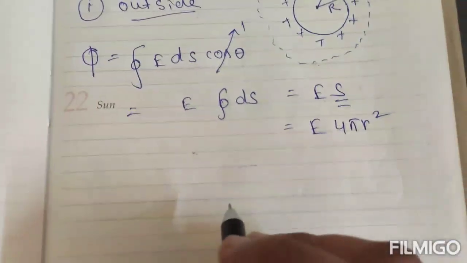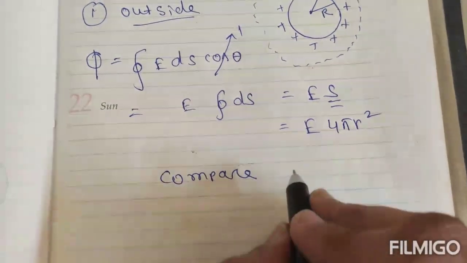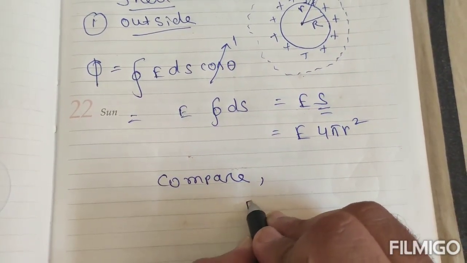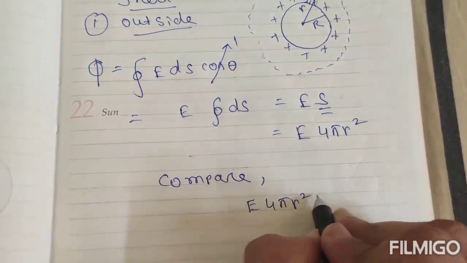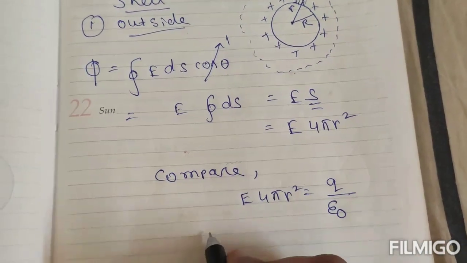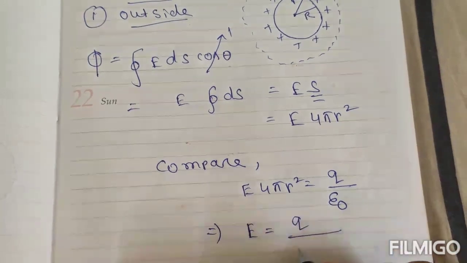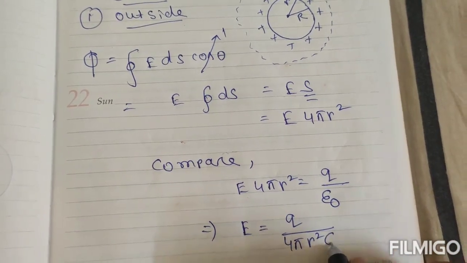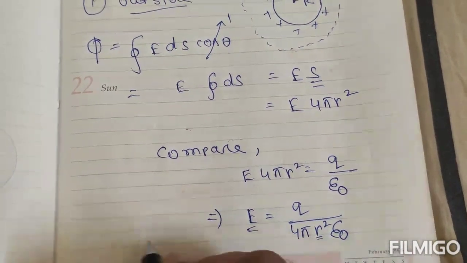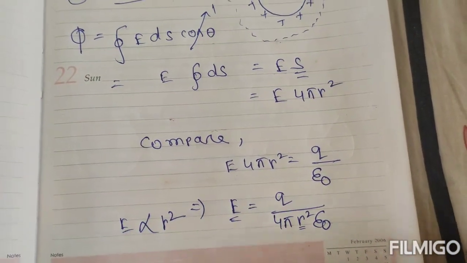Now what is the next step? The next step is to compare. With what? Compare with the Gauss equation. And what is the Gauss equation? You have to compare E into 4 pi r square with q upon epsilon naught. And what is our basic job? To find out the electric field. What is the electric field? Q by 4 pi r square epsilon naught, right? And what is the relation between E and small r? E is inversely proportional to r square, right?